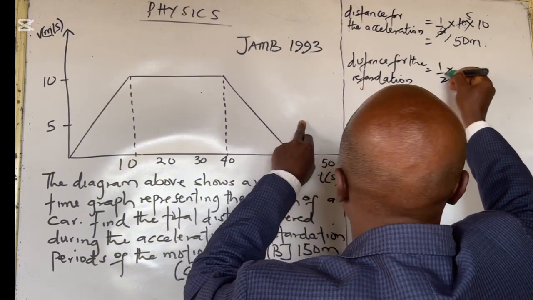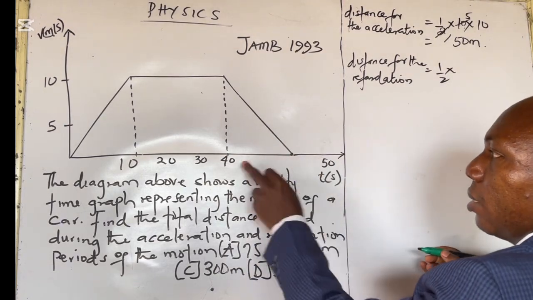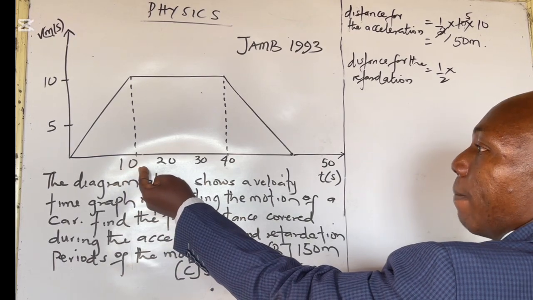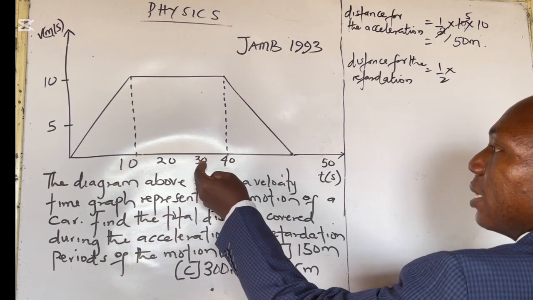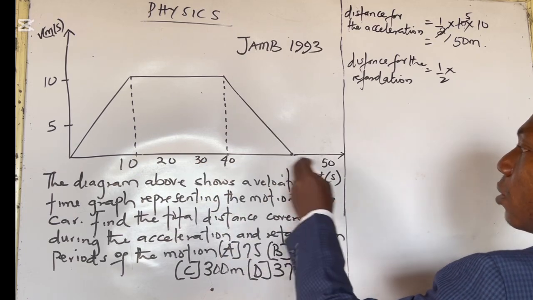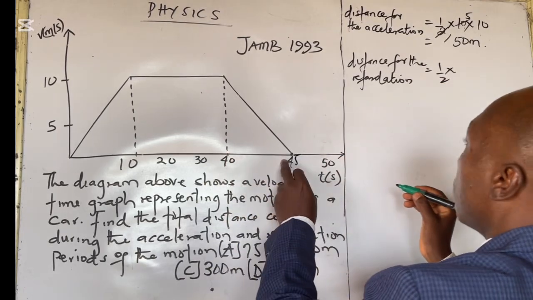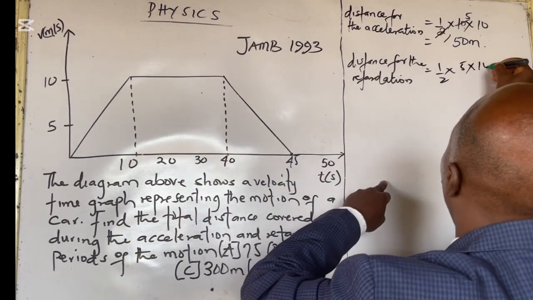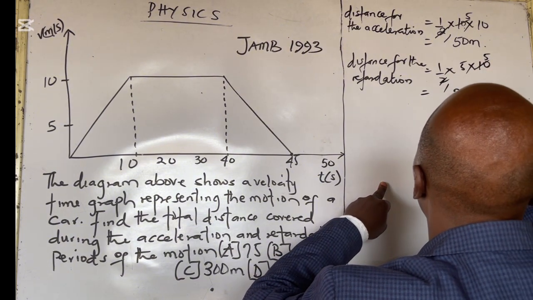So the distance for the retardation now. Distance from here to here is 50. So we can see the time is done in 10, 10 plus 10, 20, 20 plus 10, 30, 30 plus 10, 40, 40 plus 10, 50. So midway will be 45. The distance from here to here is 5. So 5 times our height, which is 10, half of that gives you 2 here, 1, 2 in 10, 5. So that will be 25.